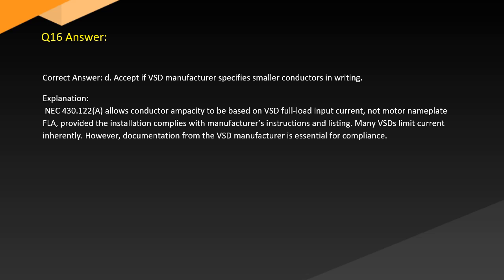Answer. Correct answer. D. Accept if VSD manufacturer specifies smaller conductors in writing. Explanation. NEC 430.122(A) allows conductor ampacity to be based on VSD full load input current, not motor nameplate FLA, provided the installation complies with manufacturer's instructions and listing. VSDs limit current inherently. However, documentation from the VSD manufacturer is essential for compliance.